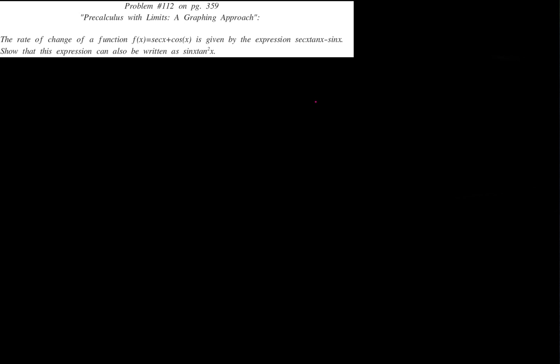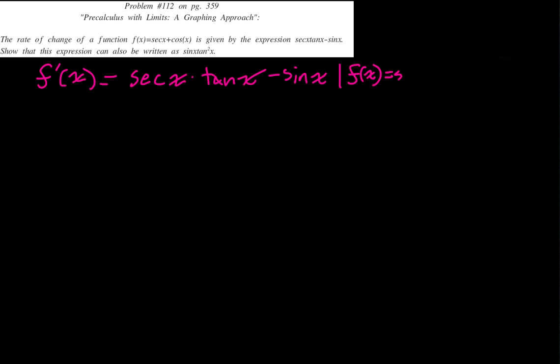So that would be that the derivative of f of x, or I'm going to write that out here, f prime of x, is going to be equal to secant of x times the tangent of x minus the sine of x. So that's basically given that f of x is equal to secant x plus cosine x. But that's not really what's important, the rate of change thing.